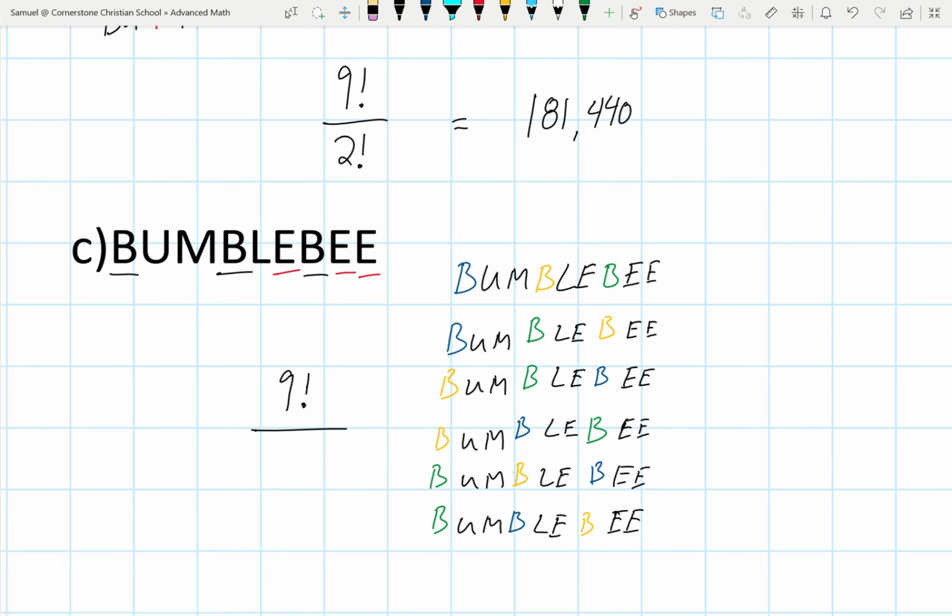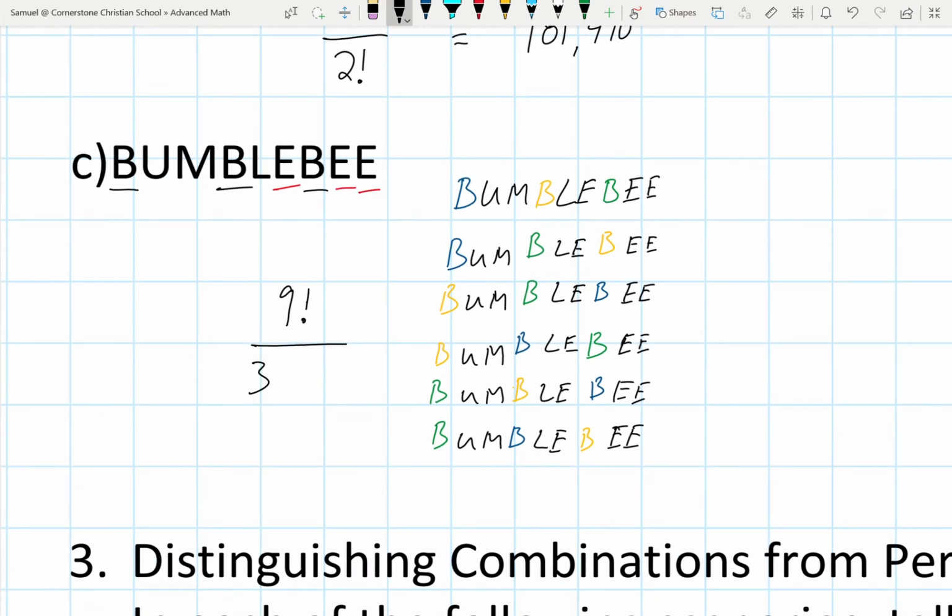However, a better way to write this or think about it is actually we want to divide by 3 factorial. And what is 3 factorial? It's 6. And so essentially, in order to account for just the B's, I'm going to divide by 3 factorial. Well, what do you think I should do for the E's? How many E's were there? There were 3 E's. So I should probably also divide by 3 factorial. Sorry, the E's and the B's.